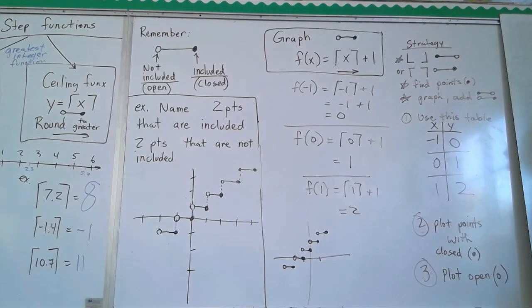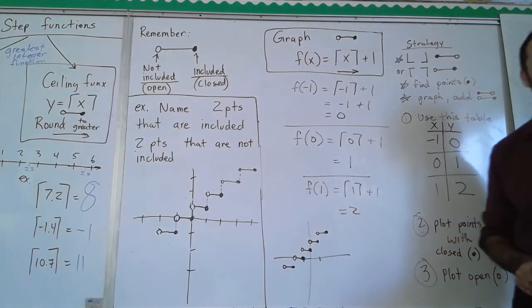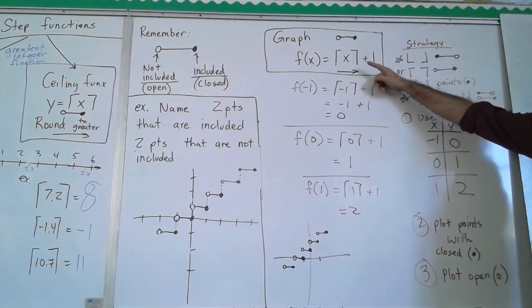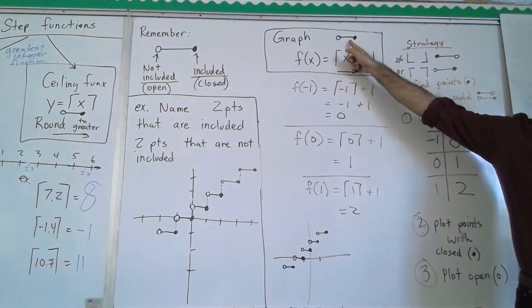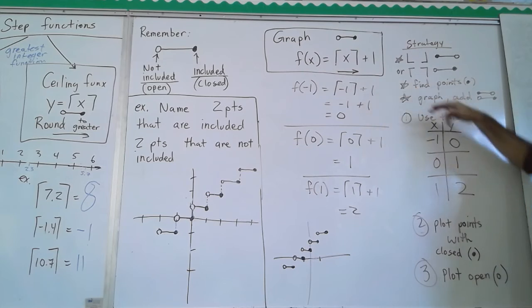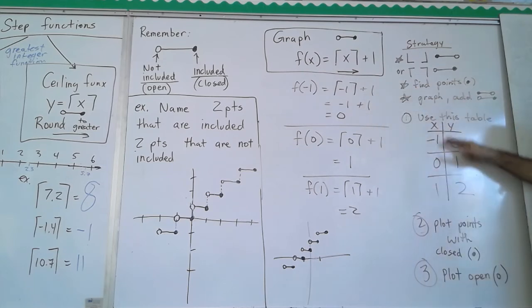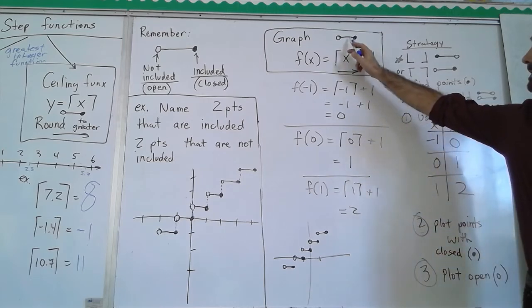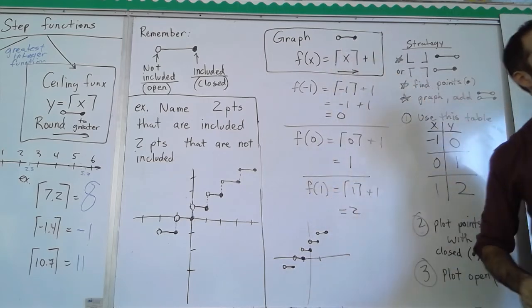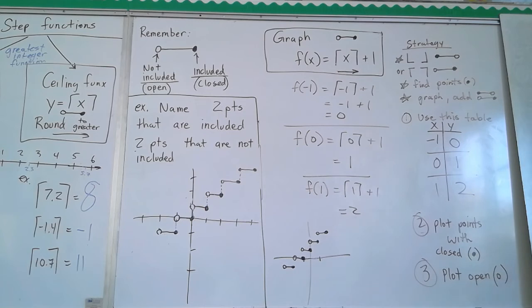All right, what's the hardest part about this? Maybe even looking to see what kind of problem you're dealing with. It's ceiling, so it rounds to the right, and we're going to end up with these steps. Then we choose the numbers to use in your table. I suggest these, but you can use others. I just like it because it's by the origin. We're going to plot these points with closed, and then plot your open steps here. We knew the step looks like that because it's ceiling, so we just plot them right there.